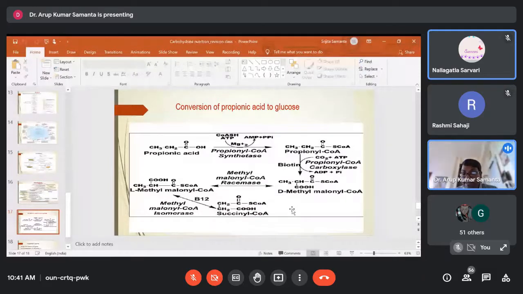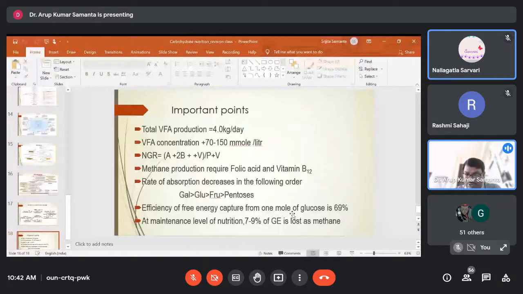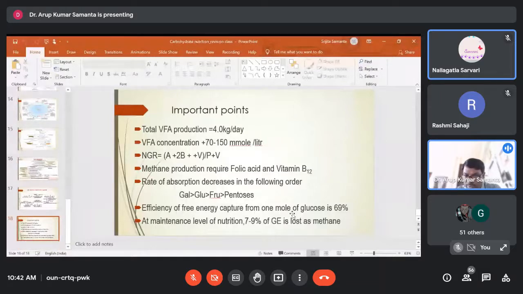Propionic acid gets converted to succinyl CoA. Once the succinyl CoA is formed, it enters the TCA cycle. Then it produces glucose via the reverse pathway. So two important vitamins, biotin and vitamin B12, are needed for the conversion of propionic acid to glucose. And some important points are also very frequently asked in objective type questions.